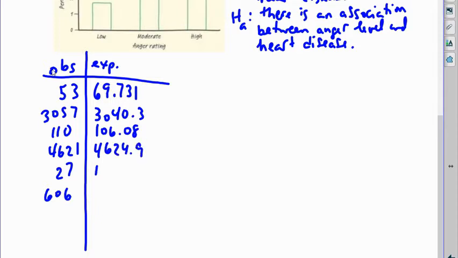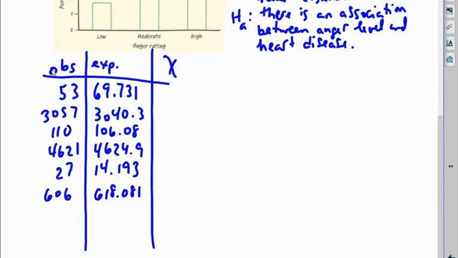4624.9, 14.193, and 618.081. And then I'm leaving myself a spot to put my chi-squareds. And since I've entered these in my calculator, this is my L1, this is my L2. Remember this from goodness of fit, finding the chi-squareds this way. Just makes it a little bit easier.